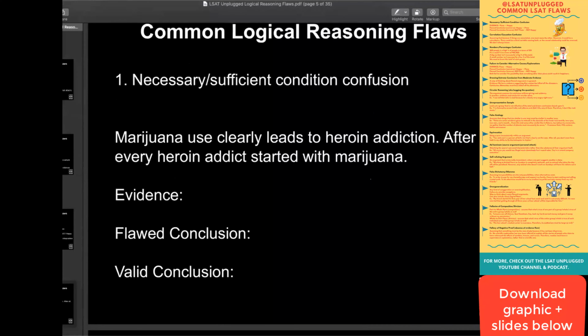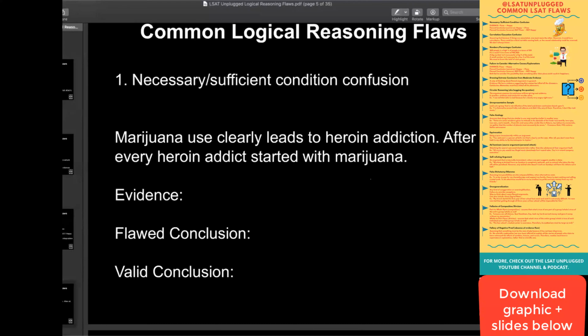Is it that every heroin addict started with marijuana? Perfect. Awesome. So evidence indicated by after all, every heroin addict started with marijuana. We only have an evidence indicator here. We do not have a conclusion indicator. Sometimes you have one or the other or neither. In this case, we're lucky to have at least one, which tells us that the other part must therefore be the conclusion. So we have here a flawed conclusion.